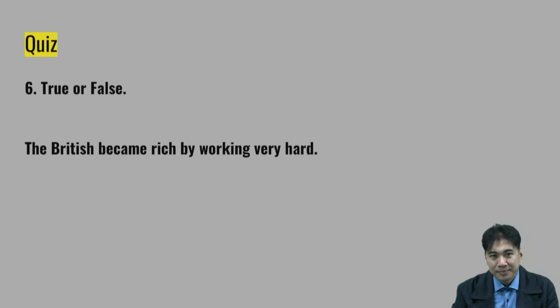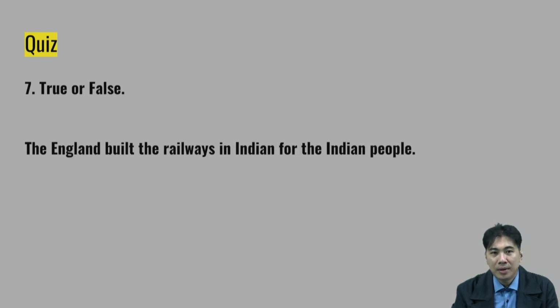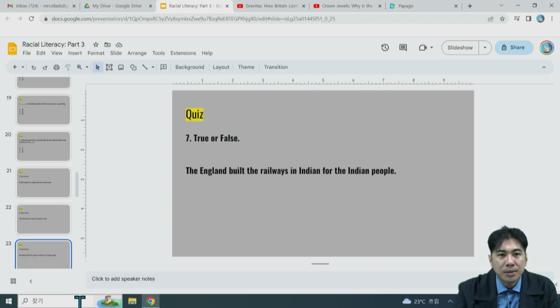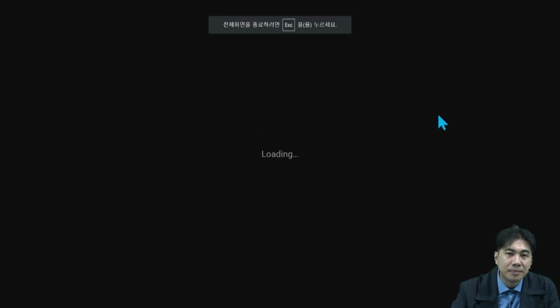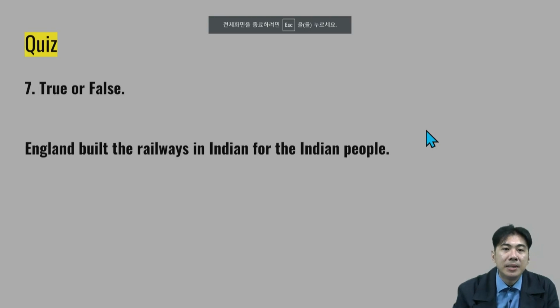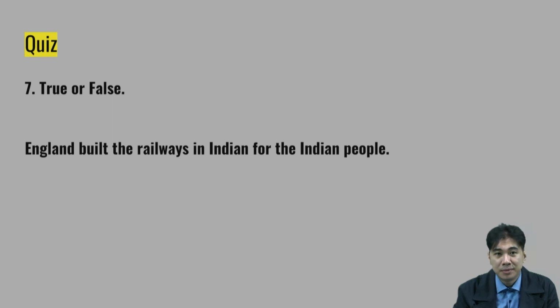7. True or false? It should be England. Sorry, Ken. I was going to put the British, but then I ended up putting England, but I kept they. Okay, so I will correct this a third time, I think. 7. England built the railways in India for the Indian people. True or false?